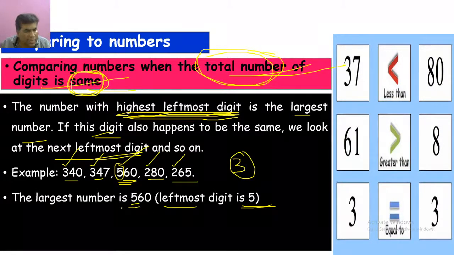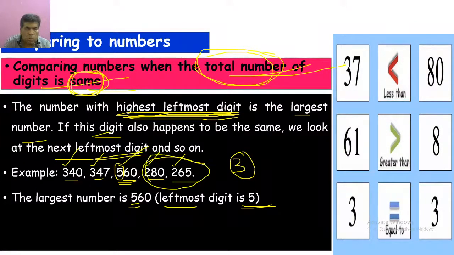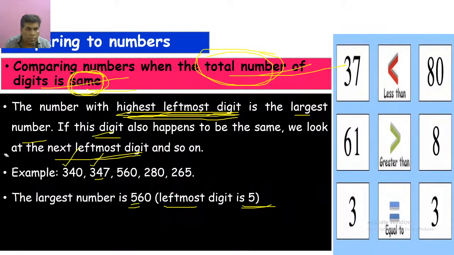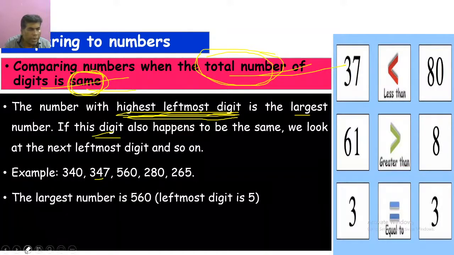What is the least number? Try to guess the least number. Which one is least? 2 is the least digit compared to 3 and 5. So we have two 3-digit numbers starting with 2. Which one is the least? Come on, try to guess the answer. 280 or 265?